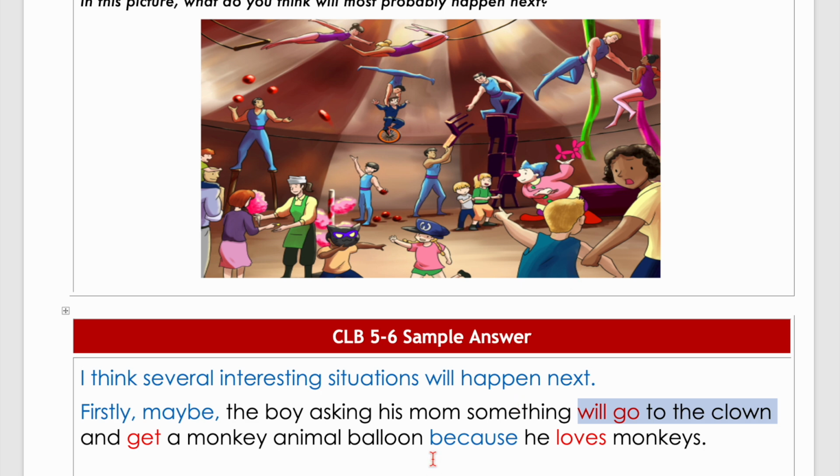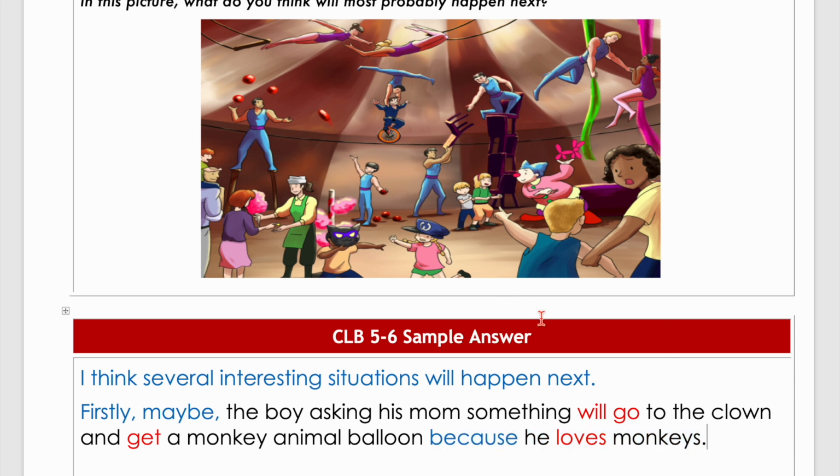That sentence is good enough, but maybe we can add something else. In this case, we're going to use because. Why is he going to get a monkey animal balloon? Well, because he loves monkeys. You see? Okay? So again, let's be clear.